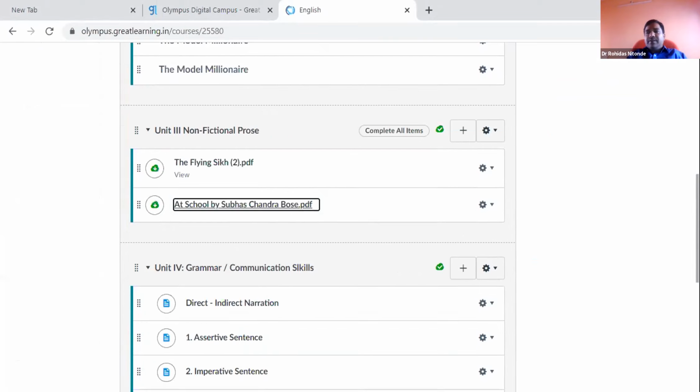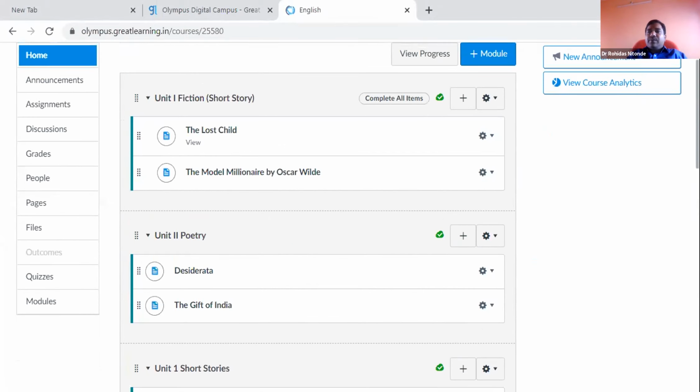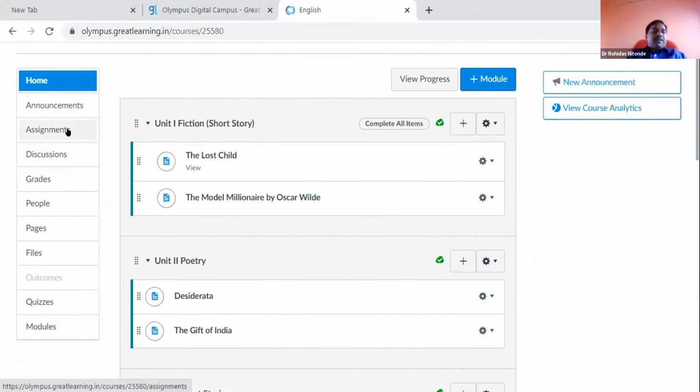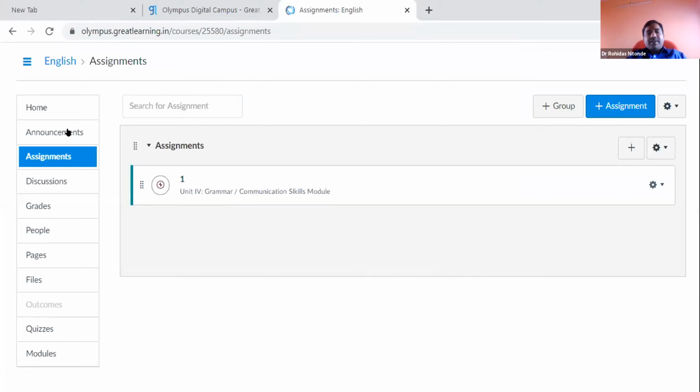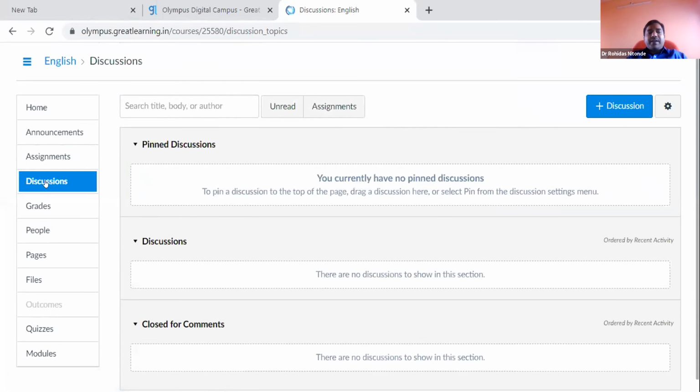Then in addition to that, you have several other options like assignments, and you would notice that the assignments are also coming. You would find that one assignment is there on grammar and communication skills, and the remaining assignments will come by next week. There is a discussion. What do you mean by this discussion? In this discussion, you can ask any questions based on this syllabus, and your questions will be answered here in this discussion forum.